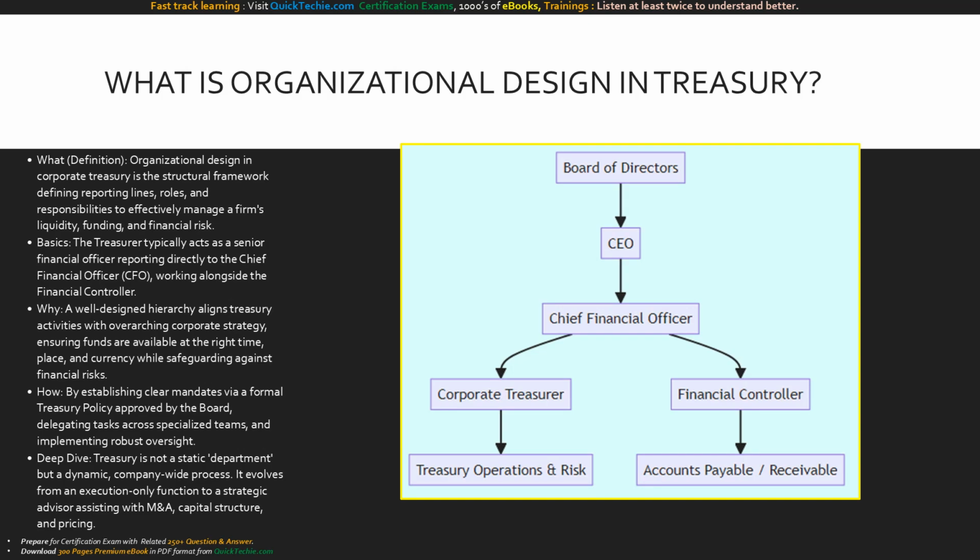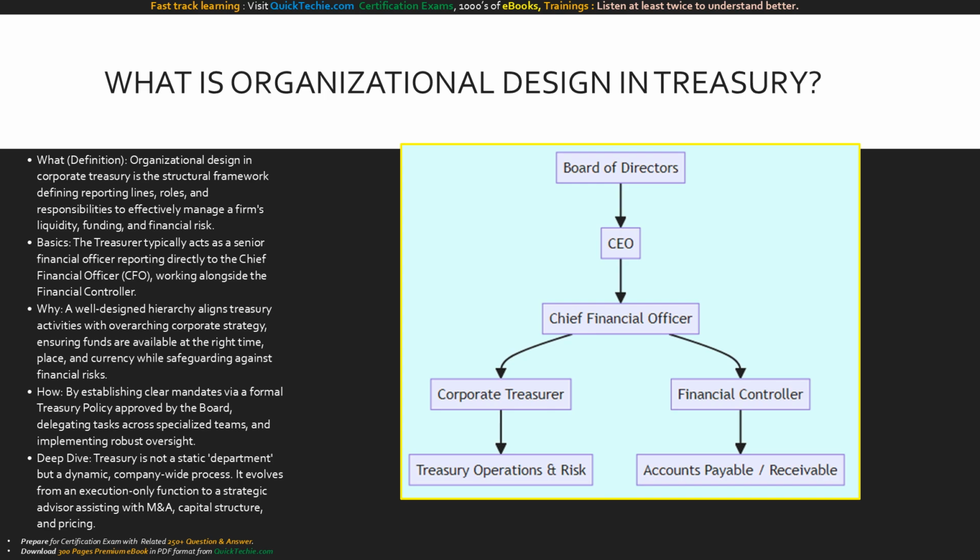When we talk about organizational design and hierarchy within a corporate setting, especially in corporate treasury, we are talking about the very nervous system of the company's financial operations. What is it? It's the deliberate structuring of teams and reporting lines to manage liquidity, mitigate risk, and secure funding. At the foundational level, the treasurer typically reports directly to the CFO, sitting parallel to the financial controller.